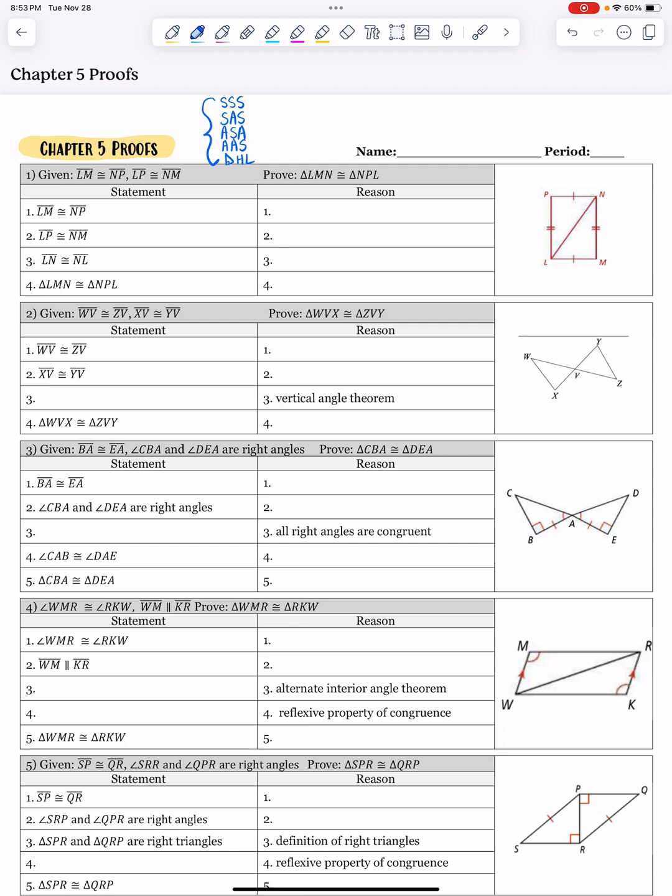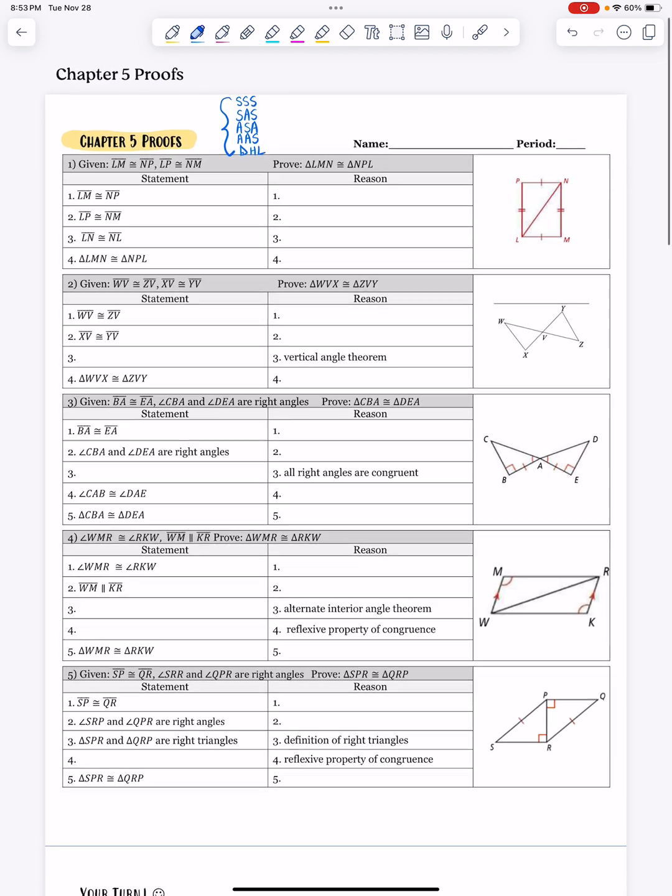And so I've given you 5 proofs here, and there are 5 of the shortcuts. So this is just to continue to practice proofs and to get you used to them. So what we're going to do first is look at the very first picture.